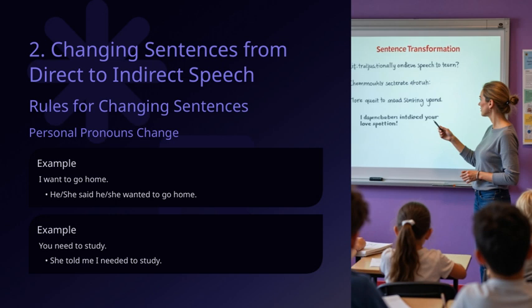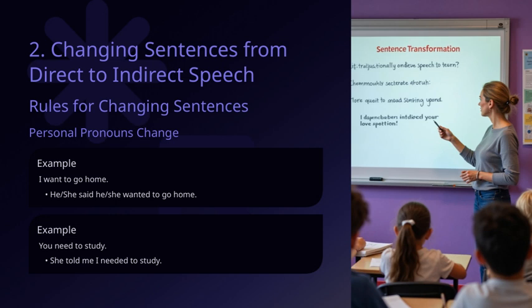Here's another example. He or she said he or she wanted to go home. When we report that, it becomes I want to go home. It's also crucial to understand that when changing sentences from direct to indirect speech, personal pronouns often change to match the perspective. For example, she might change to I depending on who is speaking. Overall, these rules for changing sentences help us communicate more clearly and accurately, especially in storytelling or reporting conversations.